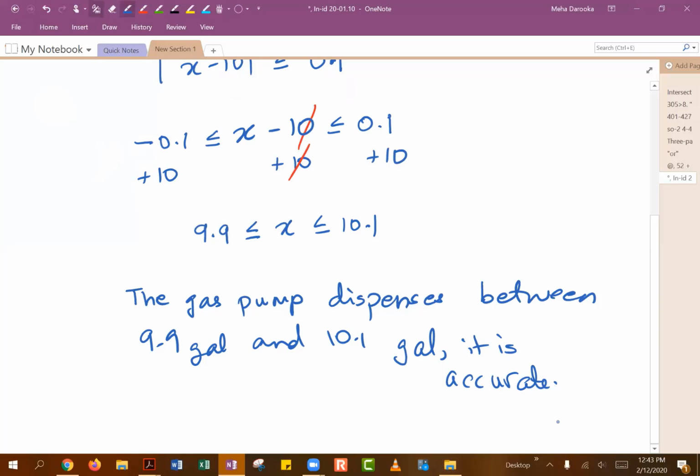If it's dispensing anything outside of this range, so less than 9.9 or more than 10.1, then obviously it needs to be recalibrated. Basically, it's not doing what it's supposed to do, because you don't want to pay for 10 gallons of gas but only get 9 something, not even close to 9.9. Now, if you're getting 10.5 gallons, you're like, hey, it's okay, half a gallon extra, I'm cool. But if you were on the lower end, you'd be like, no, give me my money back.